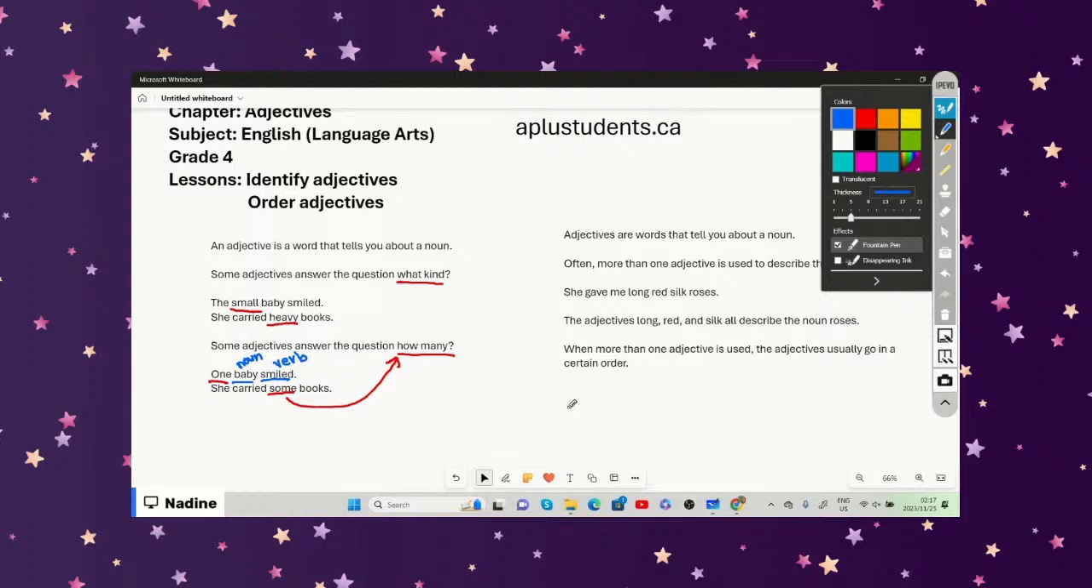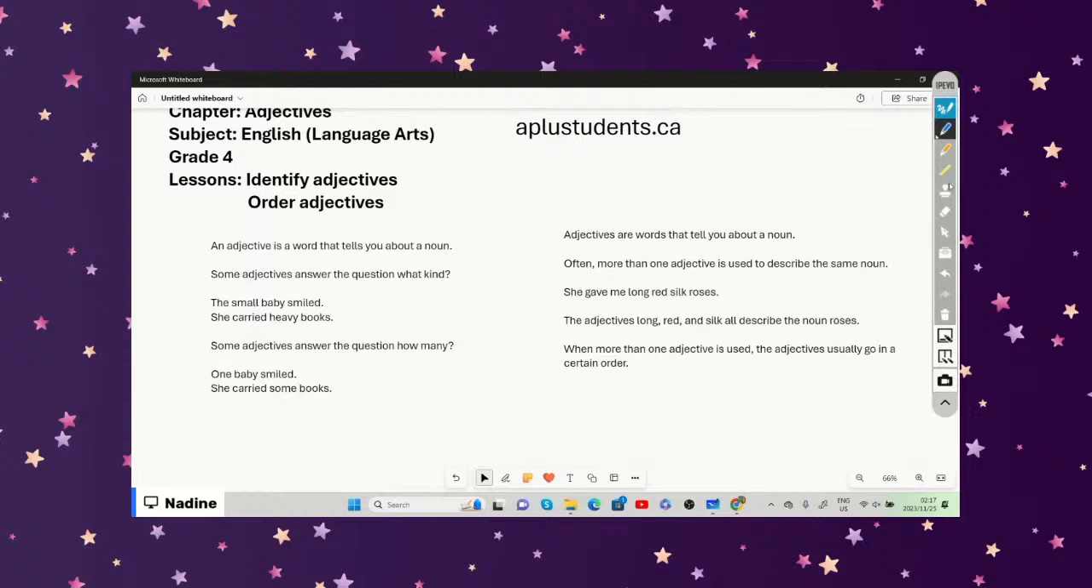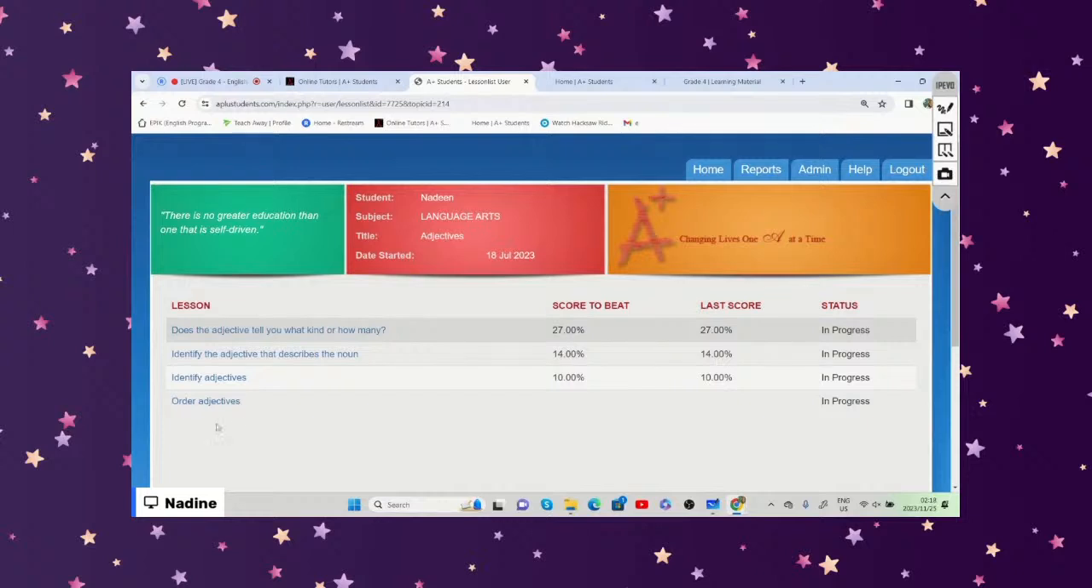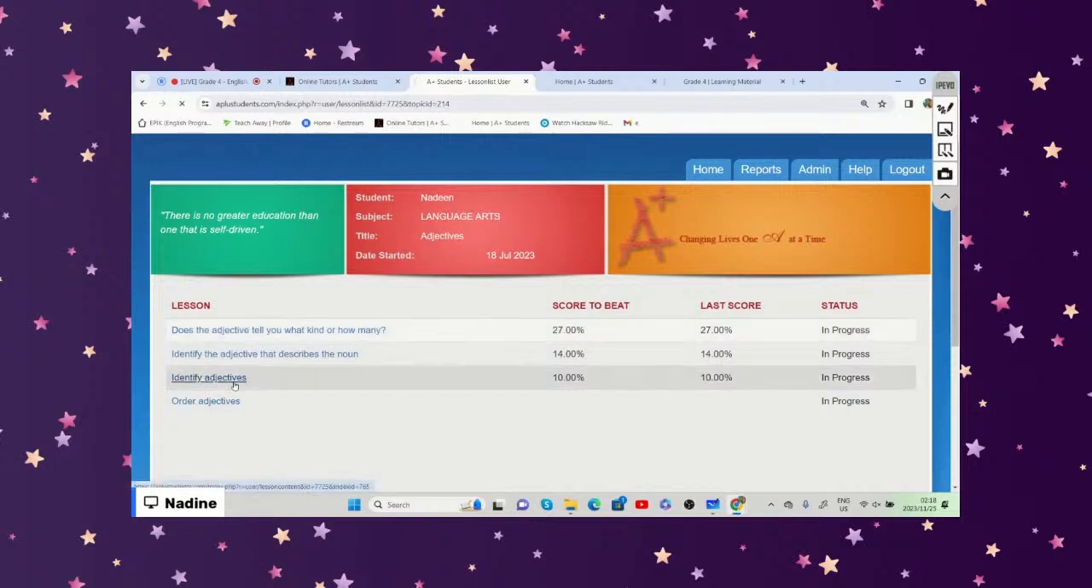So now we're going to a+students.ca and we're going to identify some adjectives, and then we're going to learn more about ordering adjectives. All right, so we're going into the lesson of identify adjectives. Like we said, this is a continuation of the previous lesson, where we did the lesson, does the adjective tell you what kind and how many, and identifying adjectives that describe the noun. So today we are identifying adjectives and we're going to order adjectives.